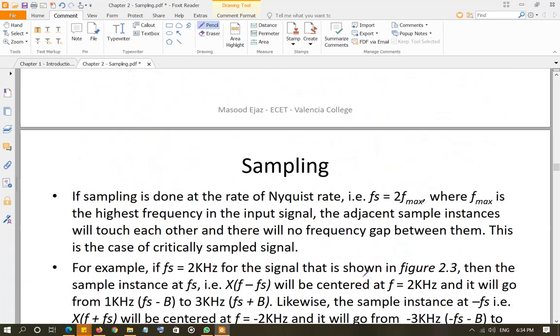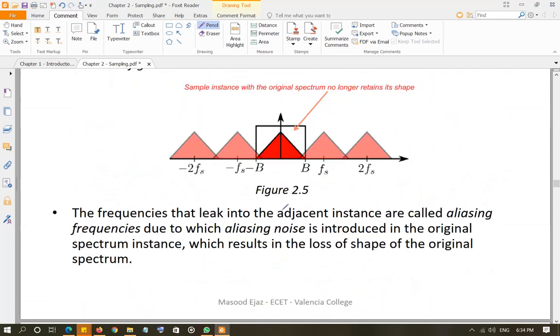But when undersampling is done, then you lose the shape of the original spectrum because the frequencies from the adjacent instance leak into the original spectrum. And this leakage of frequency is called aliasing noise. So anytime undersampling happens, you have aliasing noise. And the whole phenomenon is called aliasing.